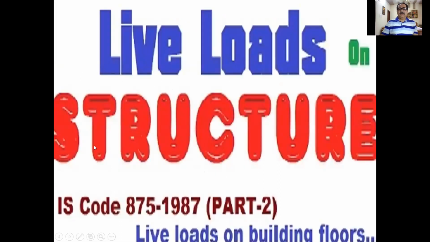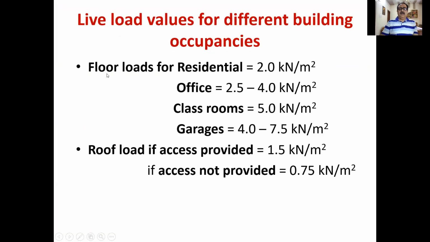Then come the live loads on this structure. This is covered under Part 2. We can clearly see, depending upon the occupancy of that particular building, we can decide the live load which is coming over the slab, over the beam, or over the column. Floor loads for residential purposes are up to 2 kilonewton per meter square. For office, we have more people, more furniture, more infrastructure, so the load goes from 2.5 to 4.0 kilonewton per meter square. The units are per meter square.